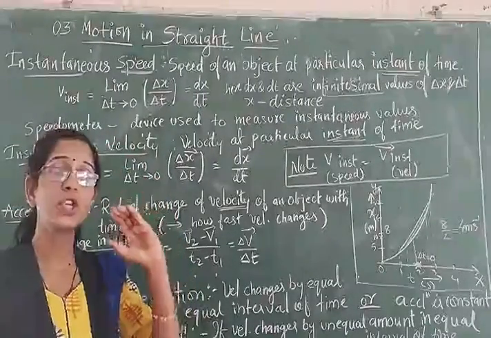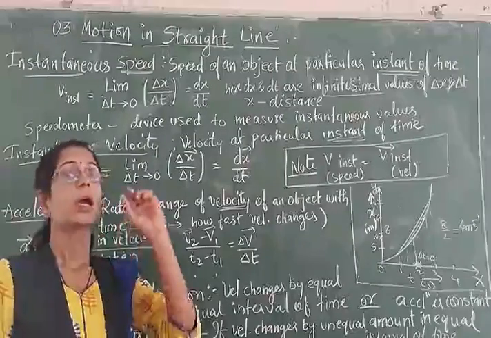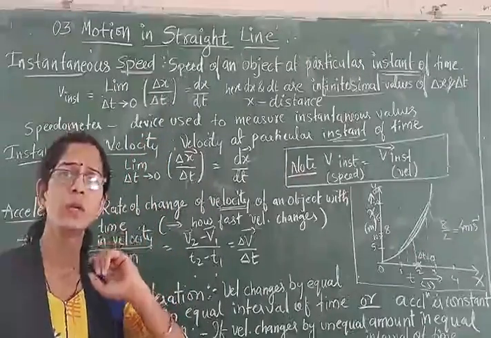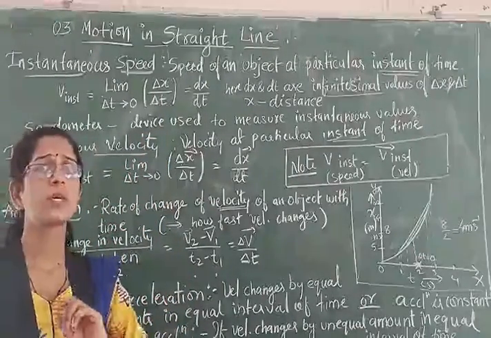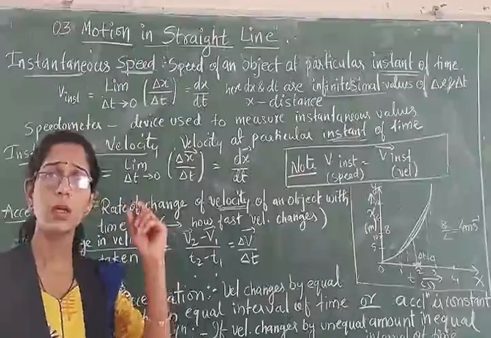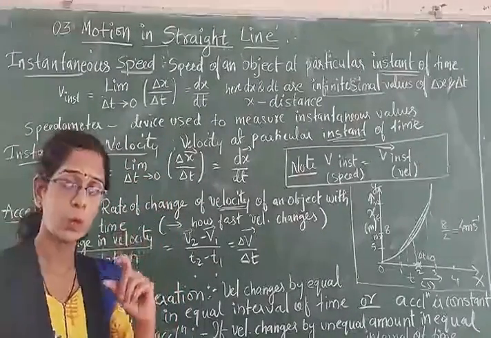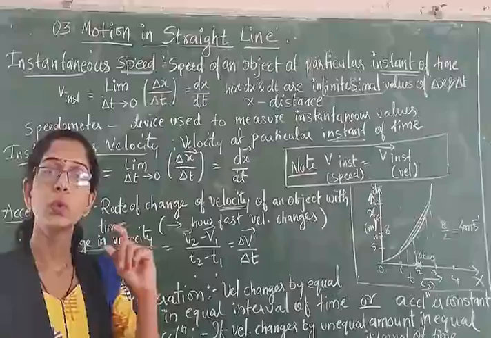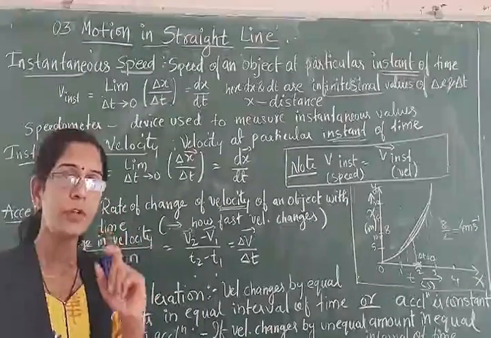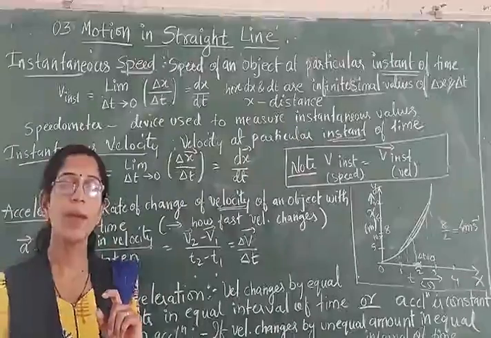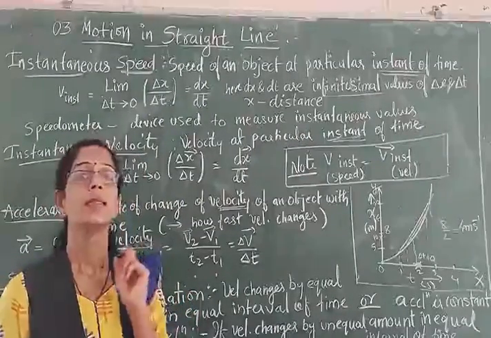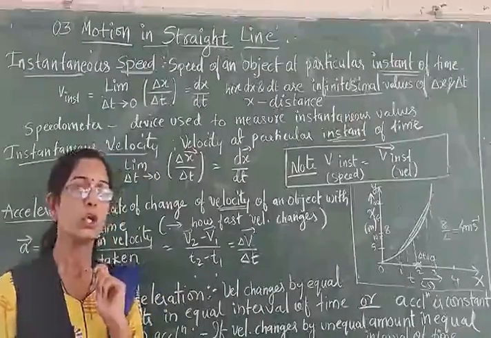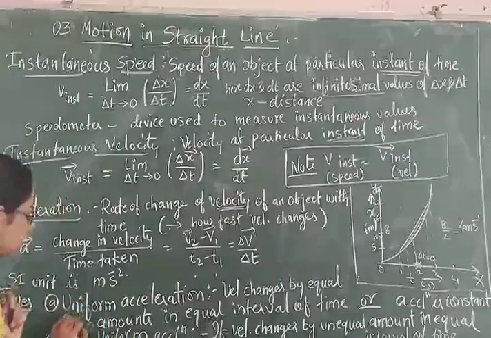Meaning the time is changing by 1 second, and the velocity is also varying. Let us take an example: at the beginning it is 0, then 2 meter per second, then 4, 6, 8 meter per second. So in the time interval which is changing by 1 second, the velocity is also changing by a magnitude of 2 meter per second. So if the velocity is changing by equal magnitude in equal intervals of time, then the object is said to have uniform acceleration. Therefore it is defined in this manner.